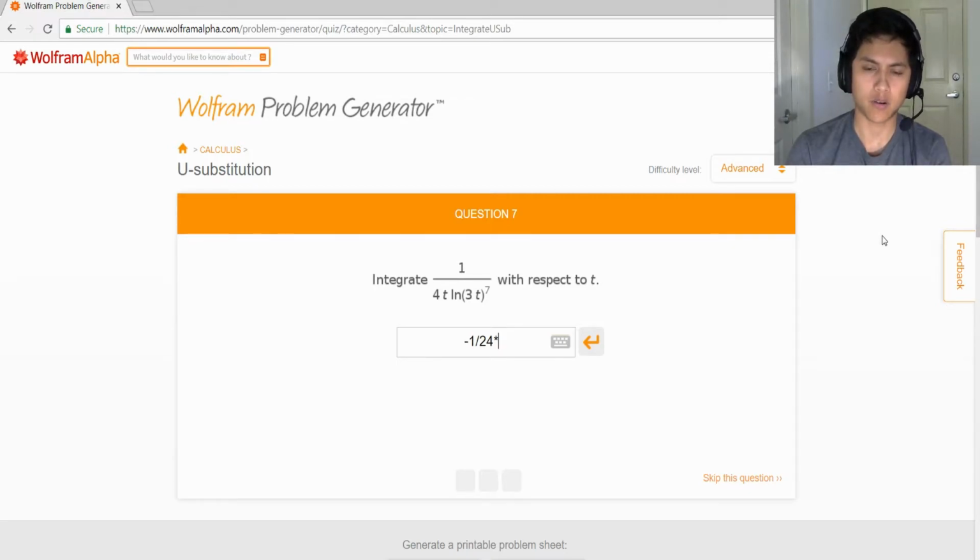I feel like I have to be careful, log of 3t to the 6th power? Or, no, sorry, minus 6th power. Okay, maybe I should just write this as minus 1 over 24 log 3t, just to the minus 6th power, plus c.